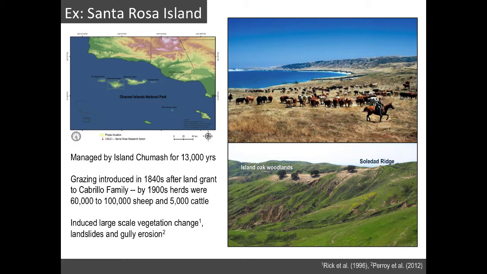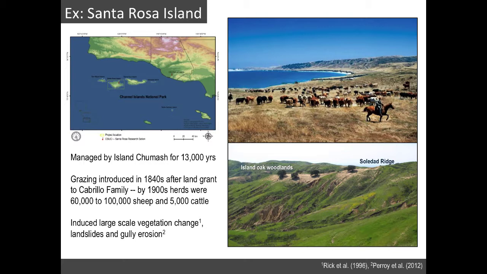Grazing was introduced in the 1840s after a land grant to the Cabrillo family. By the early 1900s, herds were about 60 to 100,000 sheep and about 5,000 cattle. Actually at their apex, sheep herd sizes were upwards of 200,000, and cattle at their apex about 8,000. But that 60 to 100,000 sheep and 5,000 cattle is a median estimate over time at any given time.